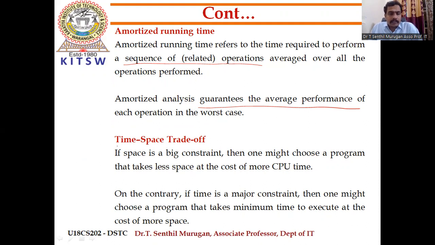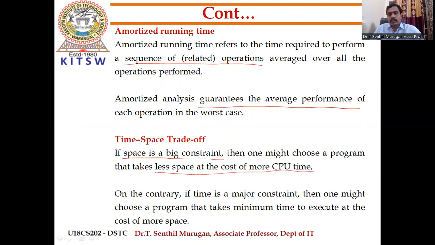The next topic is time space trade-off. What is time space trade-off? Time as well as space. Which is better? Okay, if space is a big constraint, then we have to choose a program that takes less space at the cost of more CPU time. Here, time will be considered as CPU time. So we have to do this if space is the big constraint.